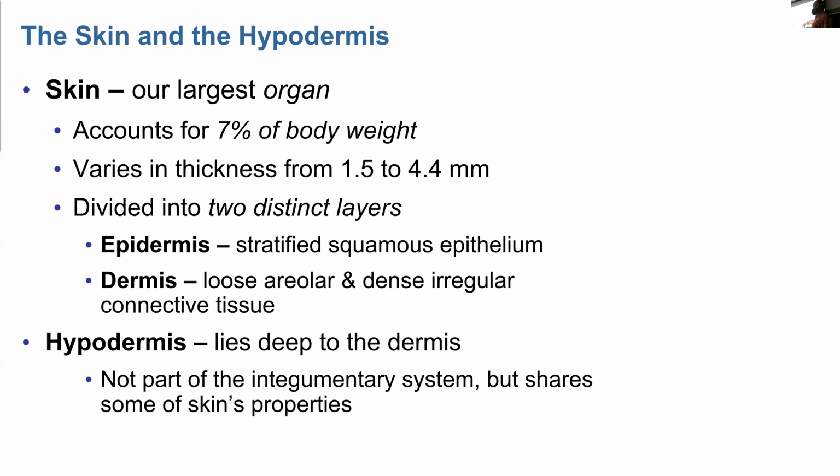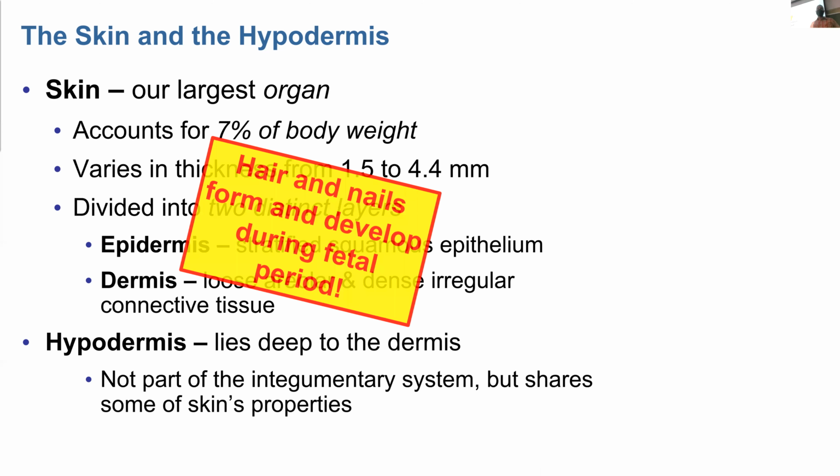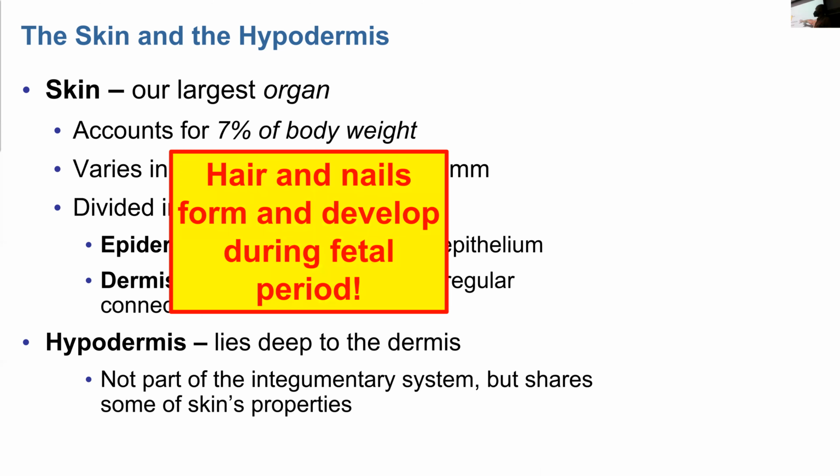And finally, the hypodermis, as I said, is deep to the dermis, and it's composed of connective tissue and a fatty layer as well. I'll show you that in detail in a second. Now, it's important to note that your hair and your nails develop from these cells in your epidermis, and they develop during the fetal period.